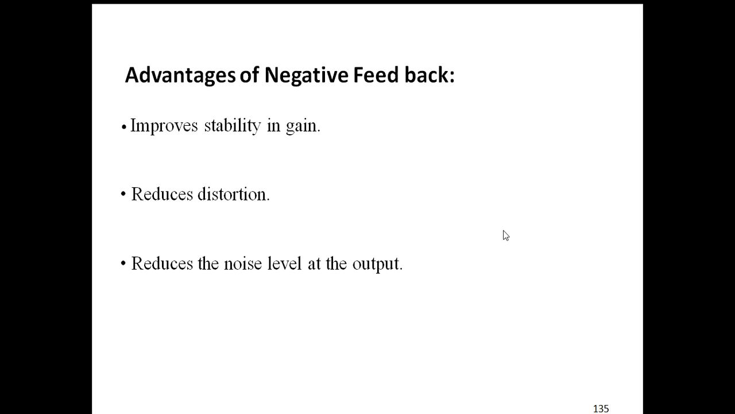Next, it reduces distortion. If any problems are there, you can reduce distortion. Next, it reduces the noise level at the output signal. These are the main advantages of negative feedback. If noise is reduced and the distortion is less, then the output signal is very efficient.